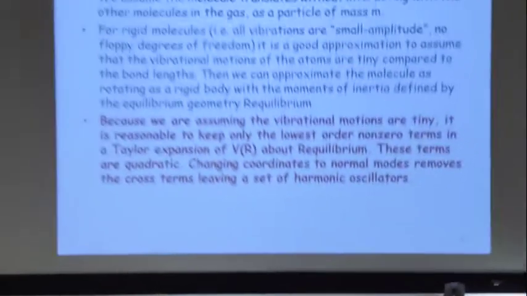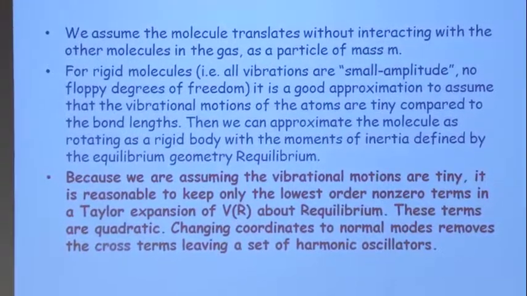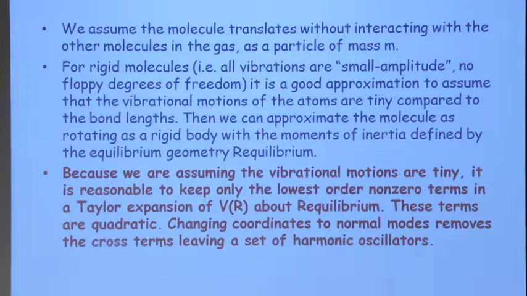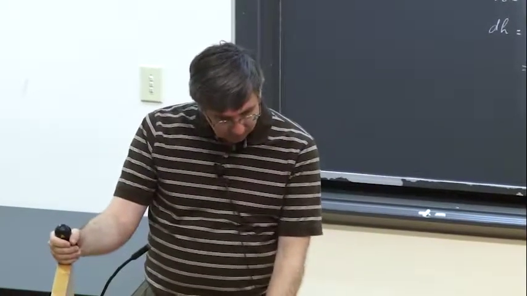Now if we assume that they're all small amplitude, tiny little vibrations, then it's reasonable to just do a Taylor expansion of V of R about the equilibrium geometry. So if we assume the well is very steep, and the amplitudes of vibrations are very small, then we can say that basically the positions of the atoms will be at the equilibrium geometry plus little deltas. And we can just do the low order Taylor expansions in the deltas. And it turns out that the first order term is a quadratic term in the deltas of the displacements.